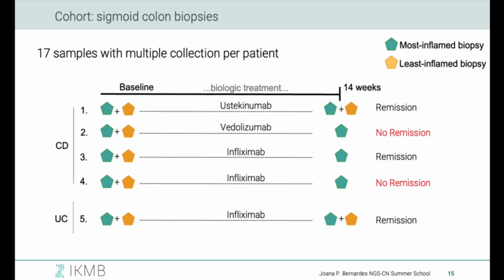We have here 5 patients, 3 of whom underwent remission. This means that even after 14 weeks, they respond to the treatment positively. They are feeling better, their inflammatory markers are down, and the patients themselves feel better than before. Then we have the non-remission patients. They can still be responding to treatment, so they can still have a decrease in their disease activity, but they're not feeling significantly better. This is why they are called non-remission.